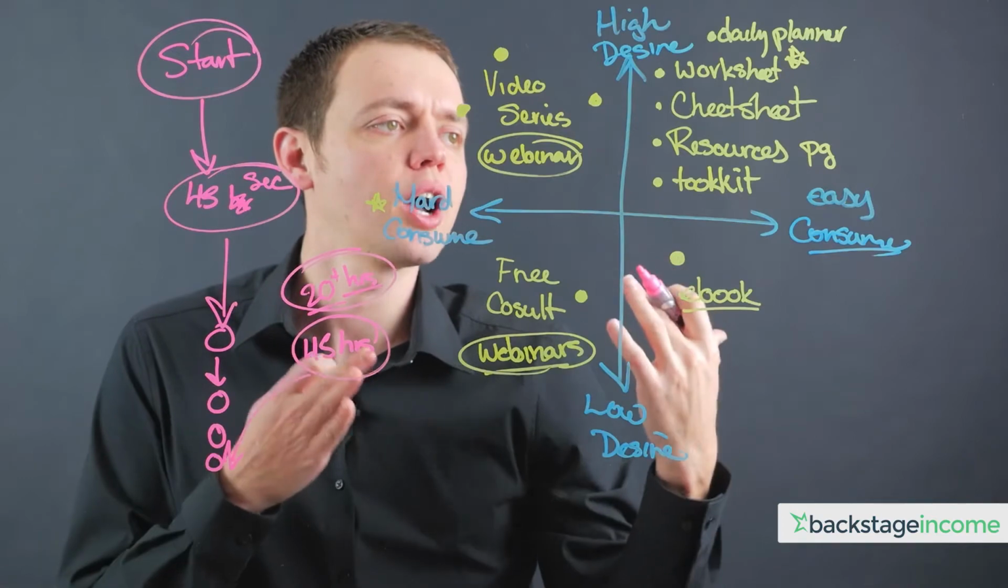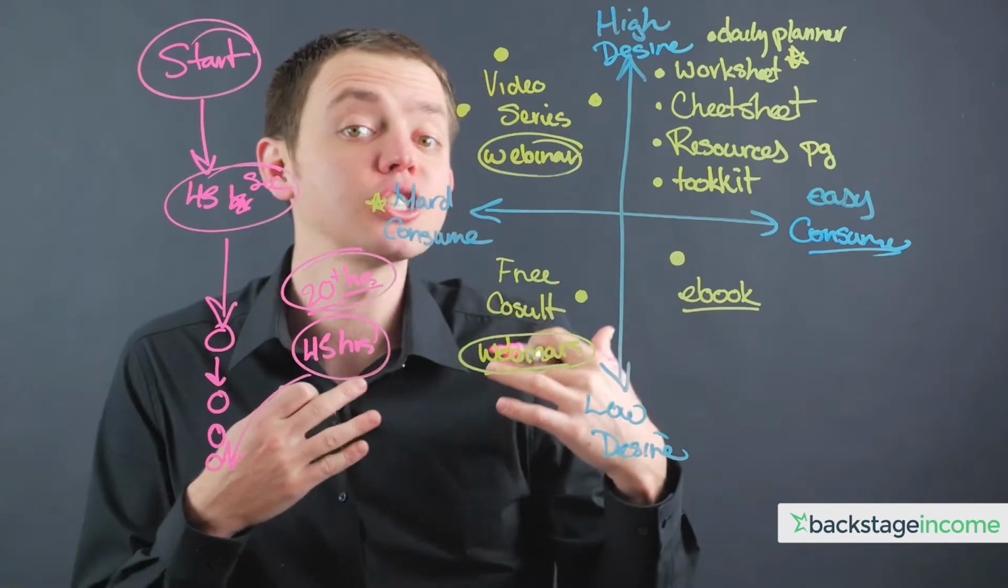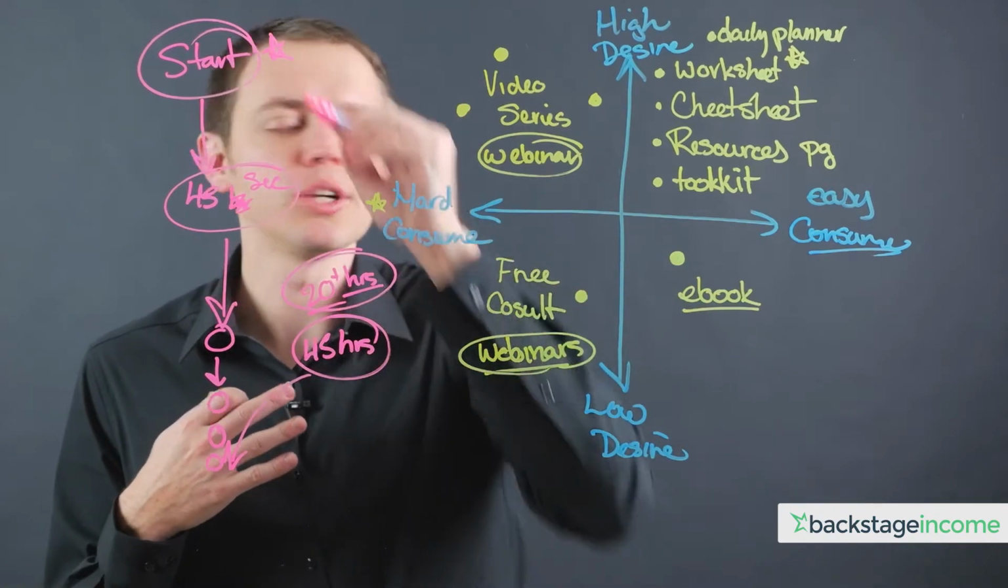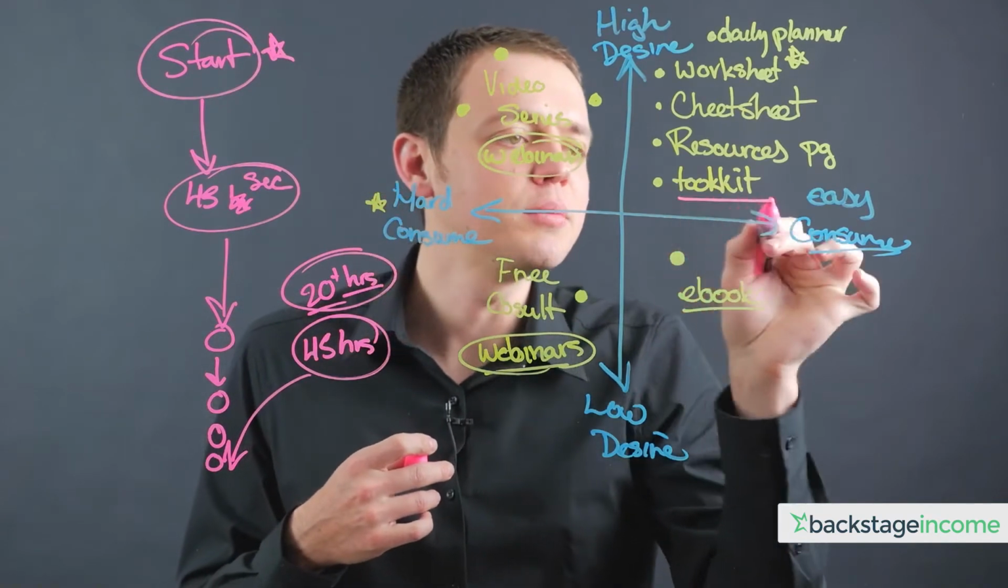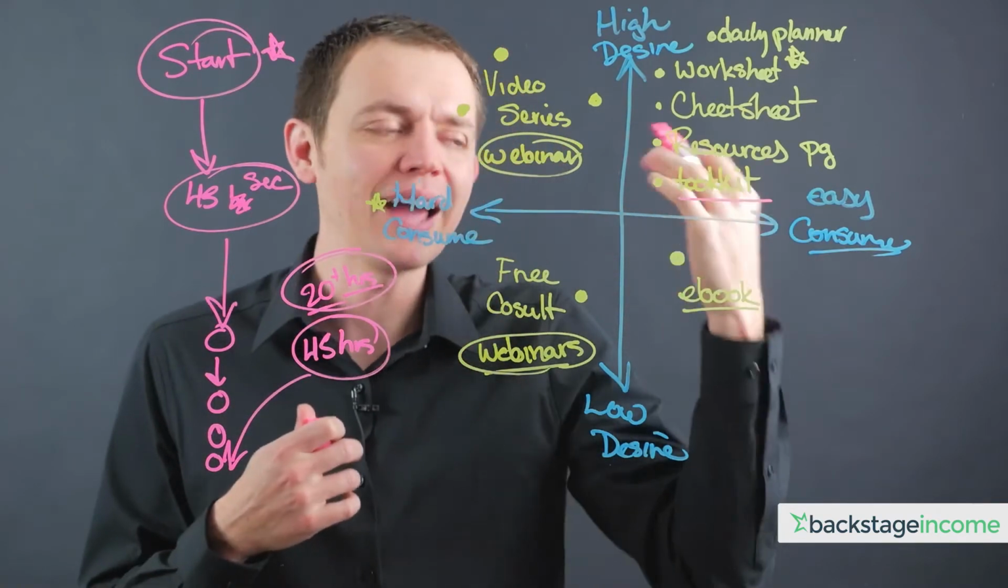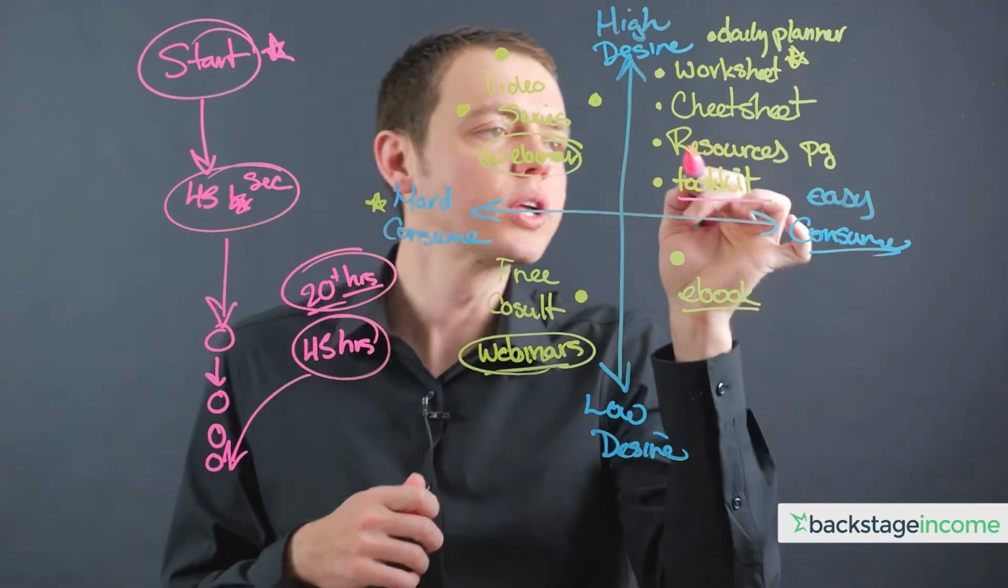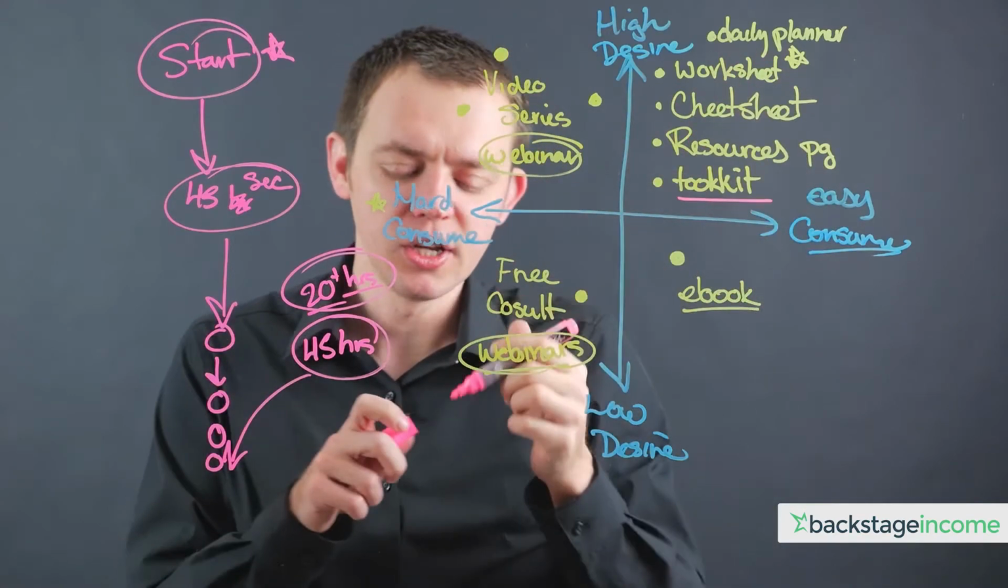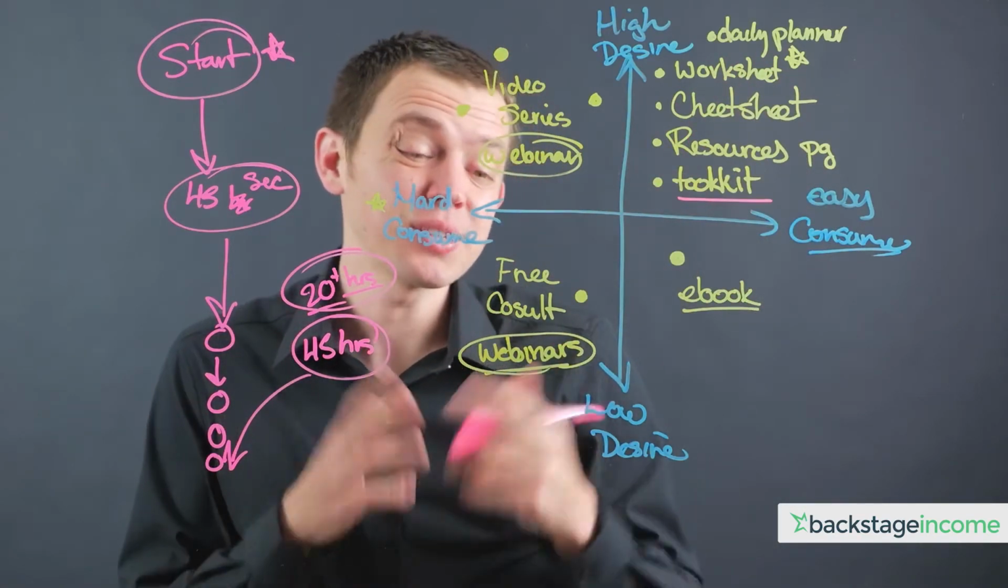So if you're just trying to get an email address, if you're trying to just start a relationship, to get the email address or your lead magnet to convert, start with something like a toolkit, a resources page, cheat sheet, worksheet, or kind of a daily planner. That's what I would recommend.